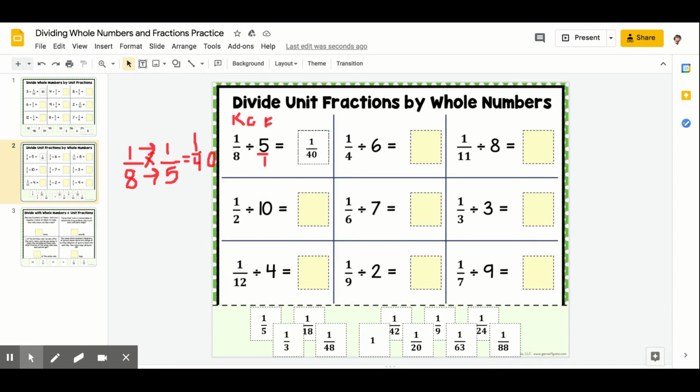We always have to keep, change, flip. So you keep your first number, change your division to multiplication, and then flip your second number always when dividing.